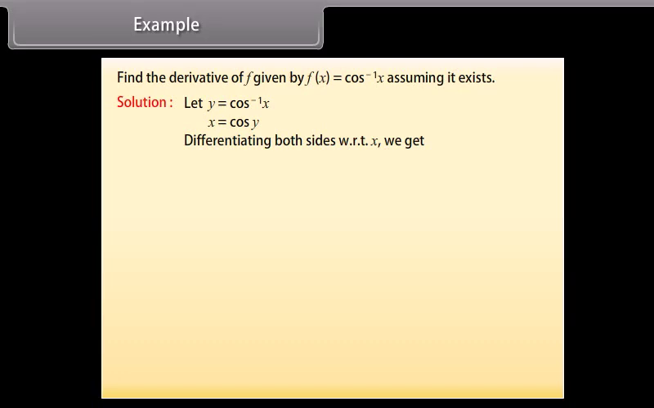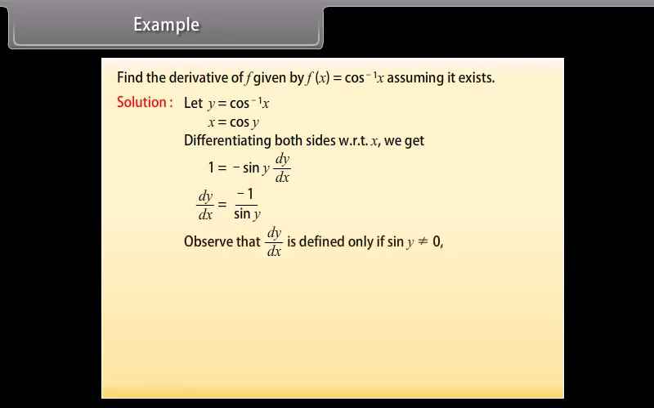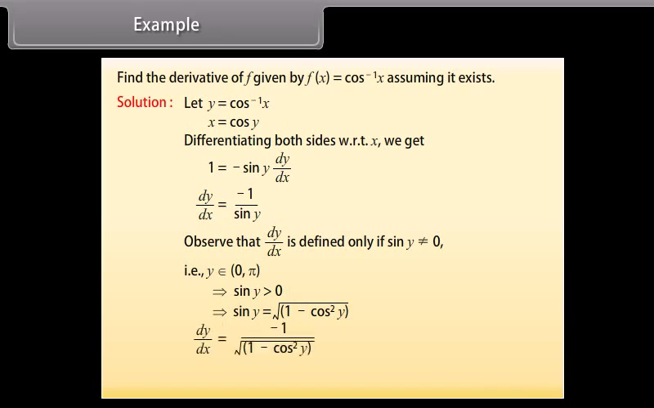Differentiating both sides with respect to x, we get 1 is equal to minus sin y into dy/dx. dy/dx is equal to minus 1 by sin y. Observe that dy/dx is defined only if sin y not equal to 0. That is, y belongs to (0, pi). It implies sin y greater than 0. It implies sin y is equal to square root of 1 minus cos square y. dy/dx is equal to minus 1 by square root of 1 minus cos square y is equal to minus 1 by square root of 1 minus x square.